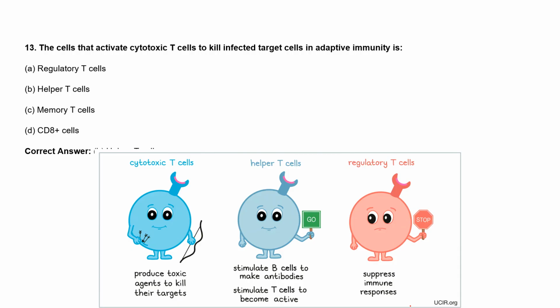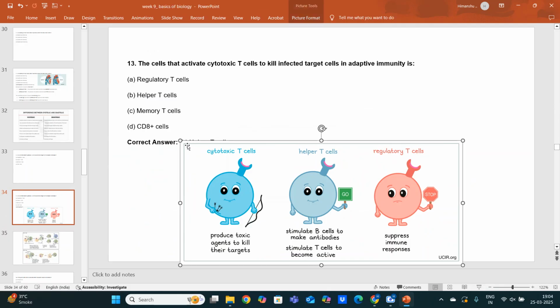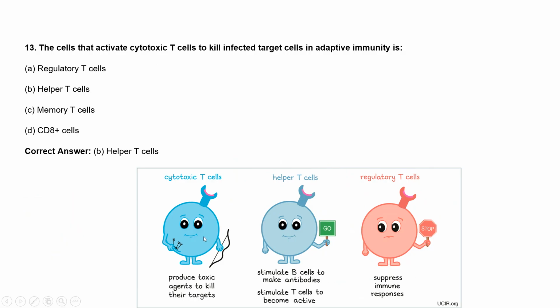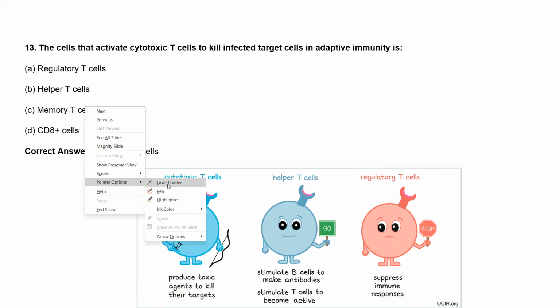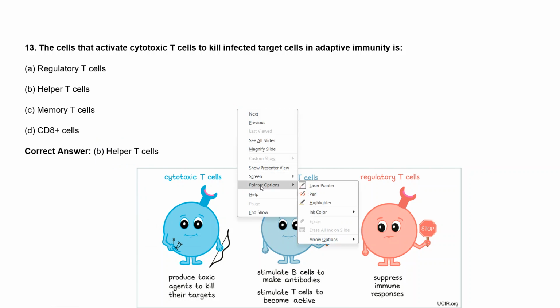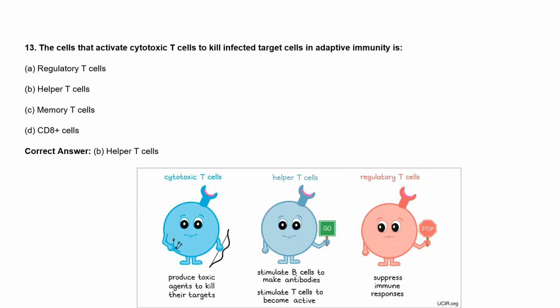So the right answer for this is the helper T cells. There are three kinds of T cells, that is cytotoxic T cells, helper T cells, and regulatory T cells. The cytotoxic T cells normally produce a toxic agent to kill their targets. And the helper T cells stimulate the B cells to make the antibodies. It also stimulates the T cells to become active.